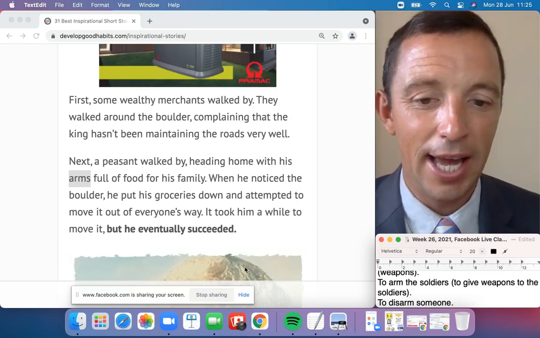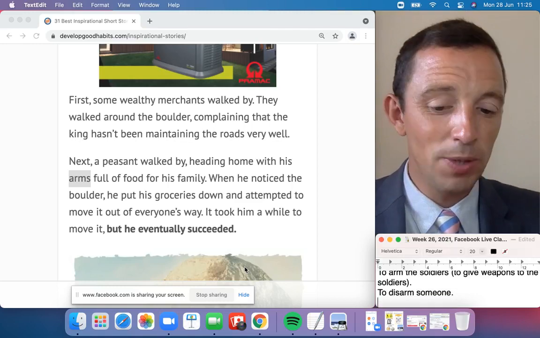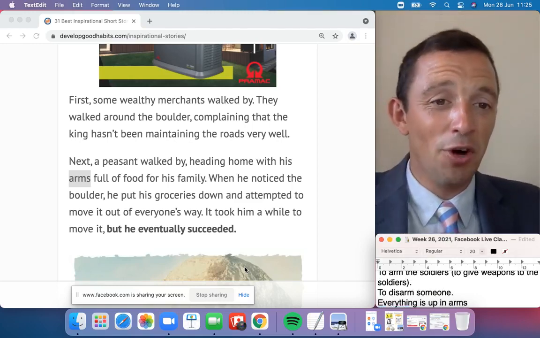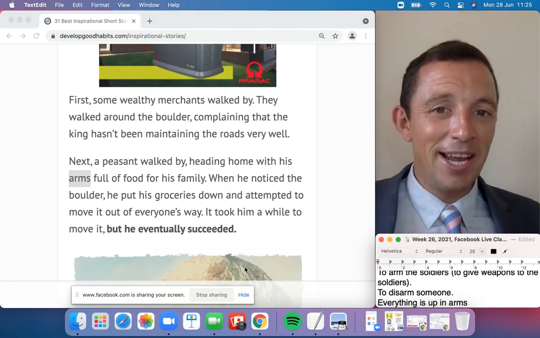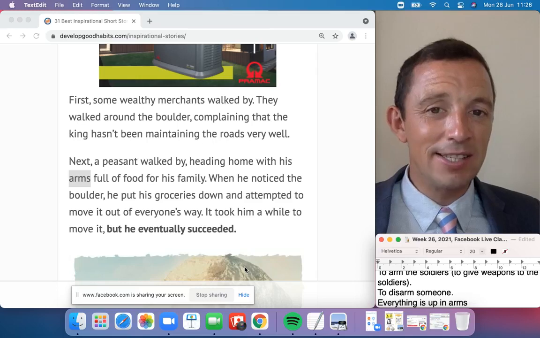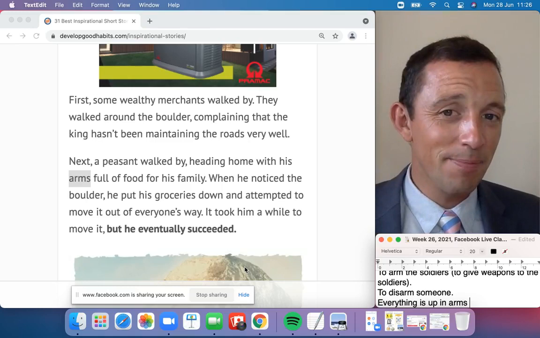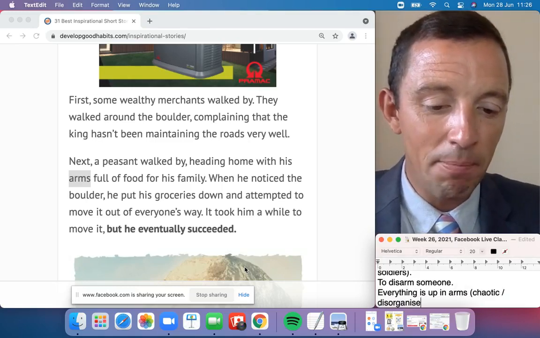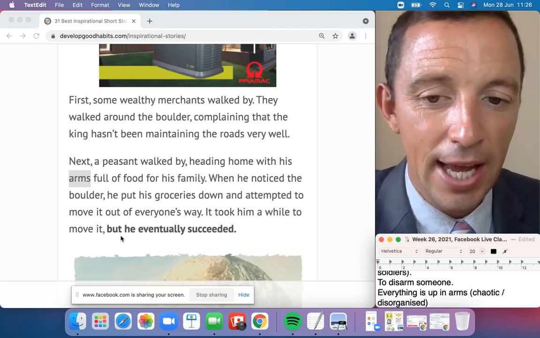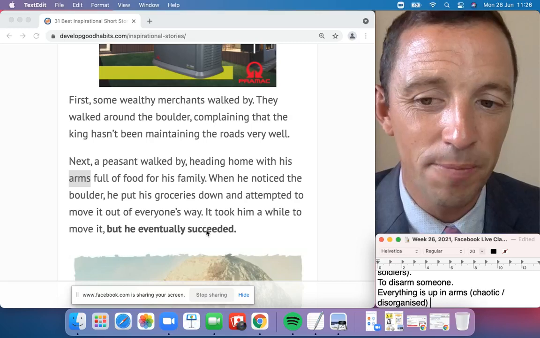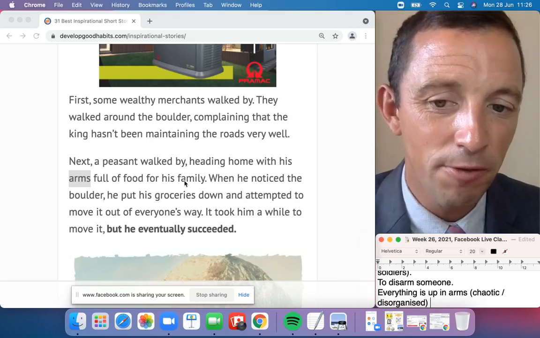Okay, we have more expressions. We can say everything is up in arms, and if it's up in arms, it's available, it's open, it's free, it's disorganized, it's not planned. Everything is up in arms. It's like chaotic. Okay, maybe chaotic, and as I said, disorganized might be a synonym as well. And they're good vocabulary. They are good expressions for sure. Okay, full of food for his family.